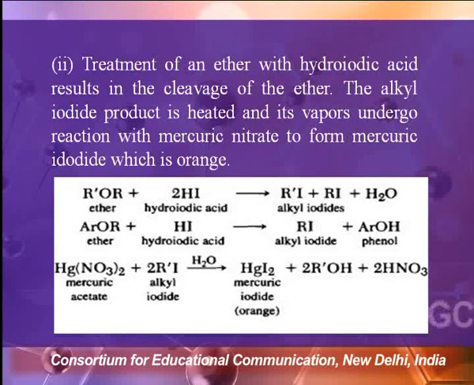The reaction is also given with the aromatic ether, that is ArOR. You can easily remember Ar as the representation of an aromatic substituent, and it will give you phenol. In the first reaction, you will get the water moiety as a side product, but with the aromatic ether, you will get the phenol. And when you add mercuric acetate to it, you will get the mercuric iodide, which is orange in color. So the color will indicate the presence of the ether functional group in your given organic compound.